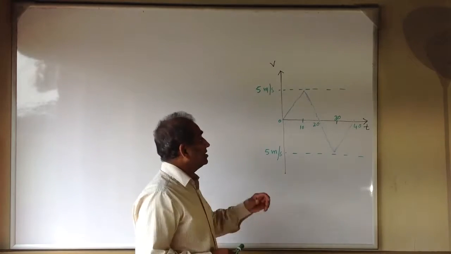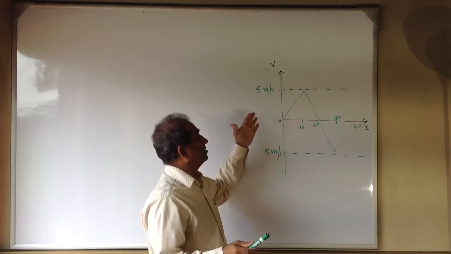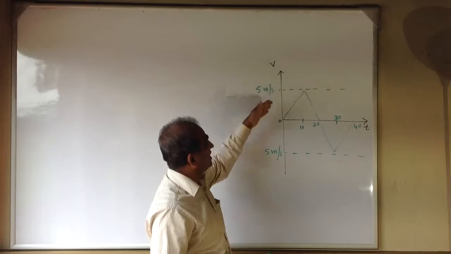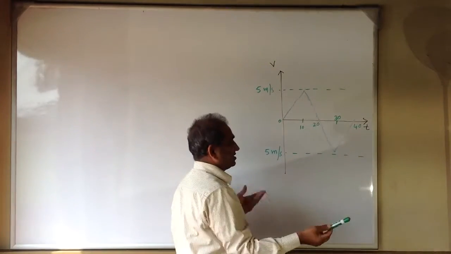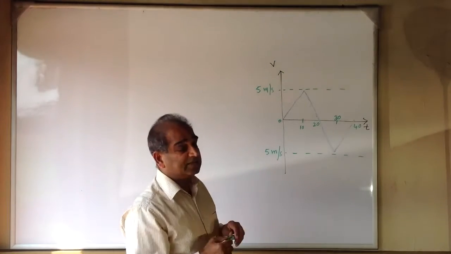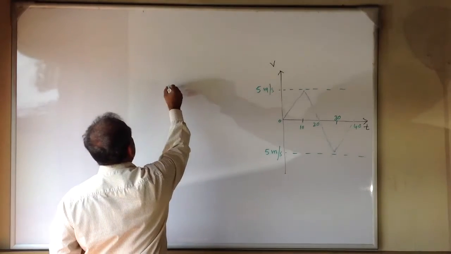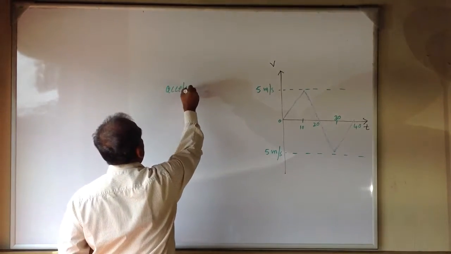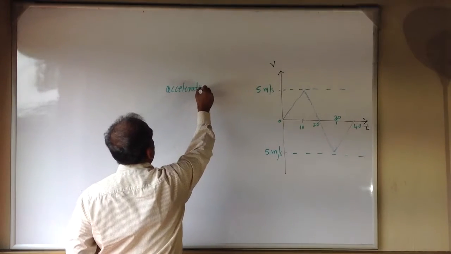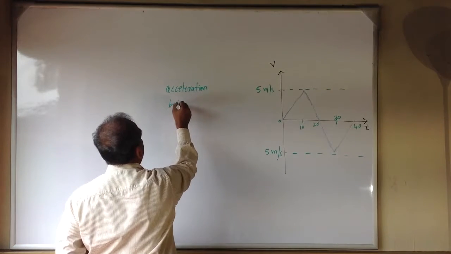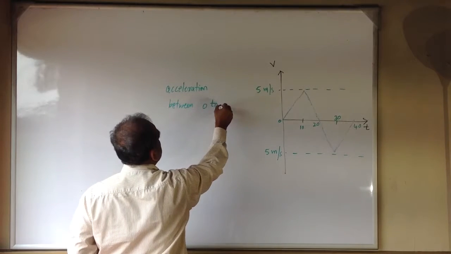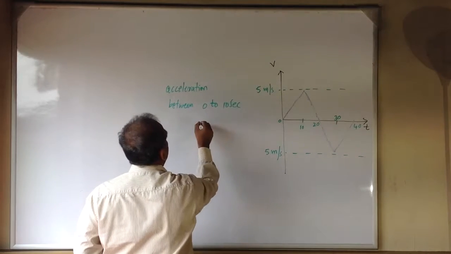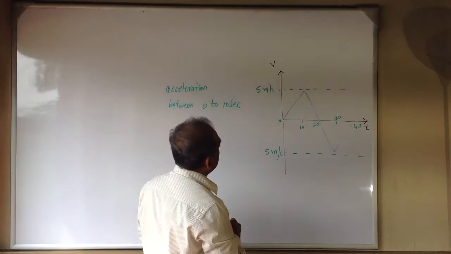Welcome back. Let's do a problem on this graph where velocity is on the y-axis and time is on the x-axis, this graph which you have seen previously. What we have to find here is the acceleration between 0 to 10 seconds. How much is that? Between 0 to 10 seconds.